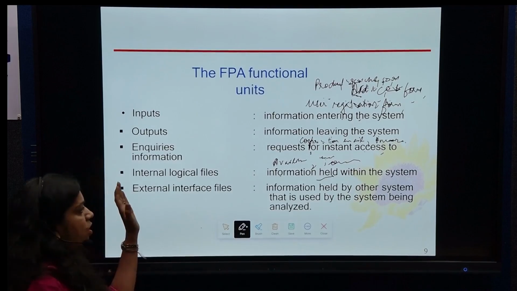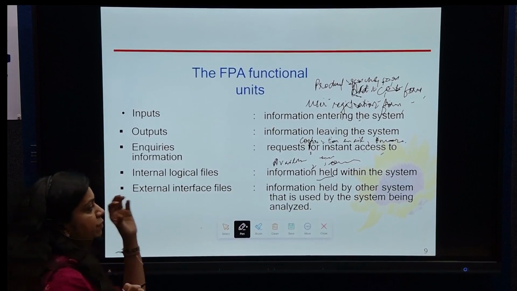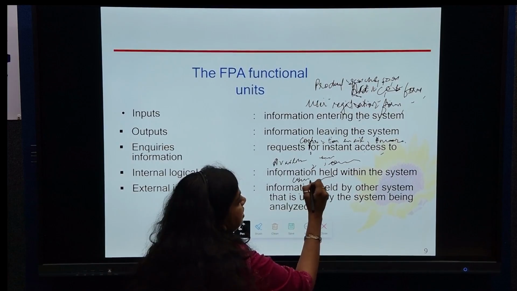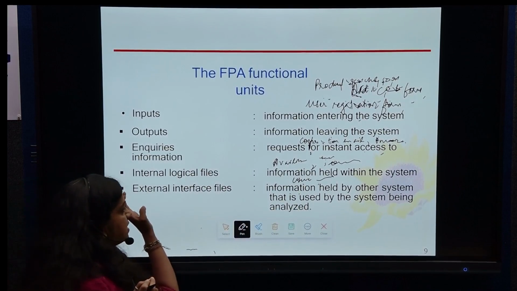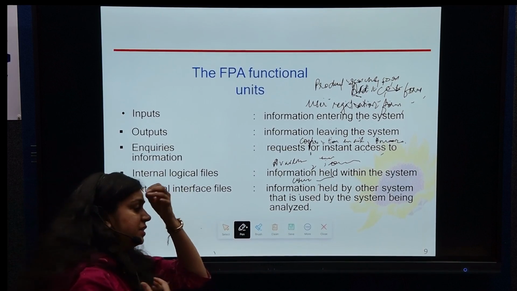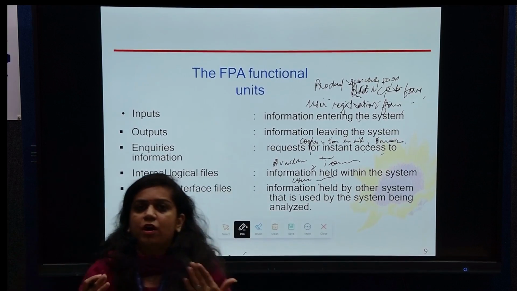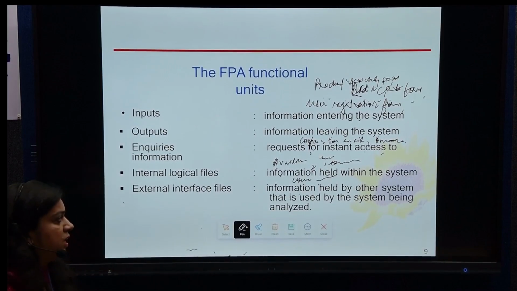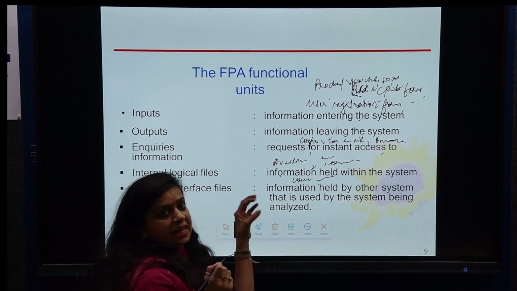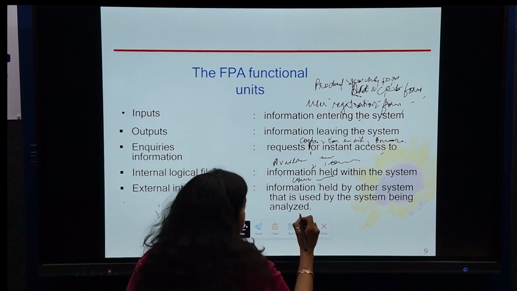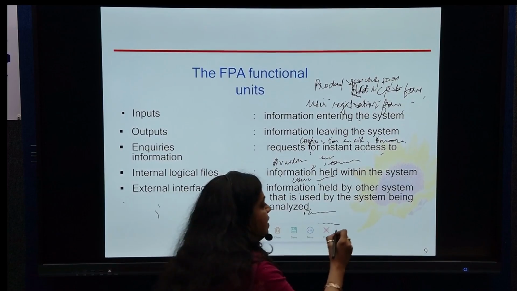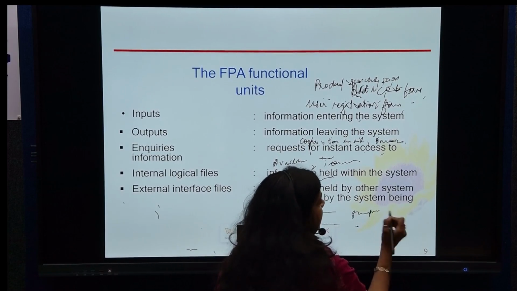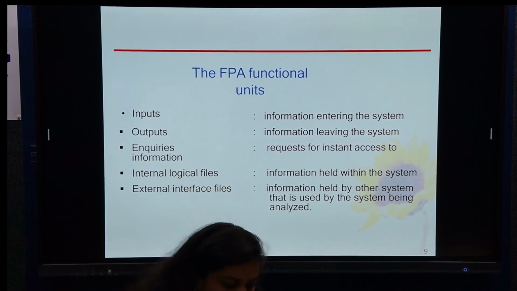status. In case of internal logical files, the information can be the user information, user account information, and the product catalog information. In case of external interface files, sometimes we use a third party for payment as well as shipping purposes. So in the online shopping platform, a third party payment gateway can be used as well as third party shipping services. So it might be clear now.